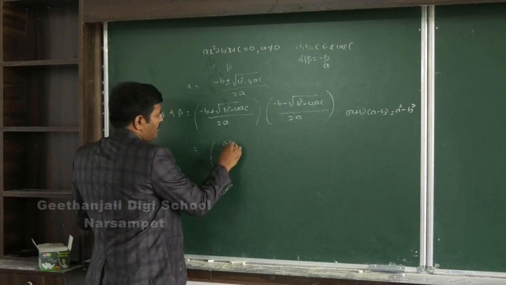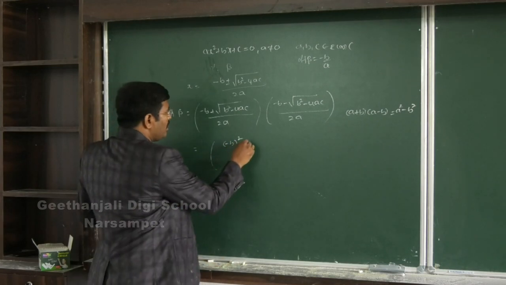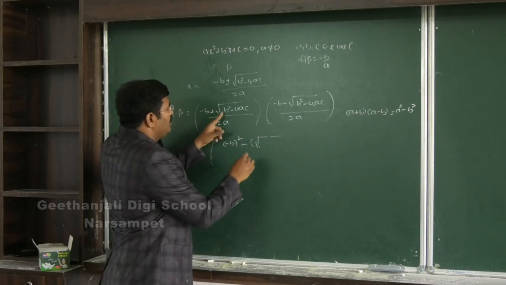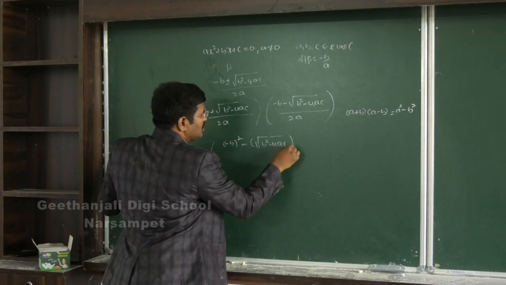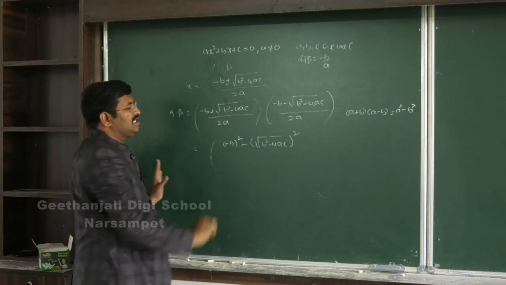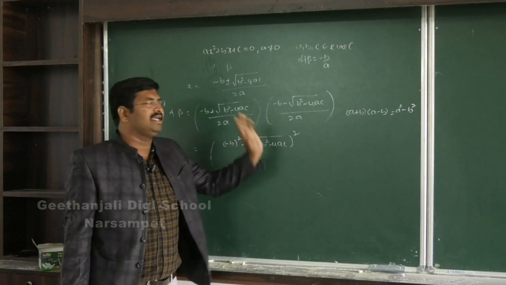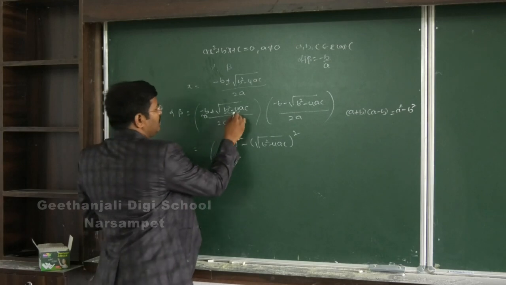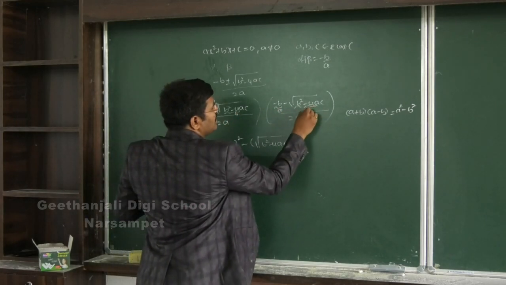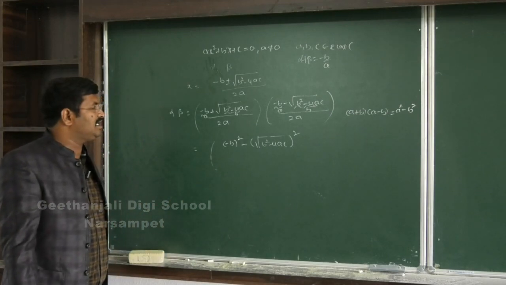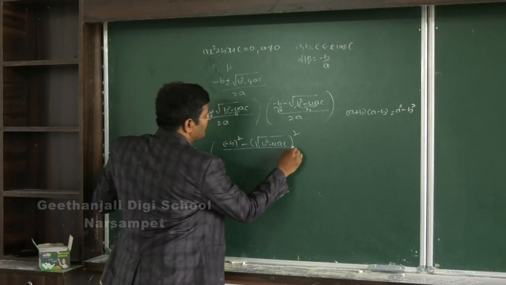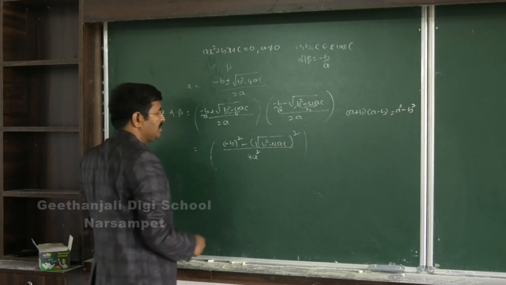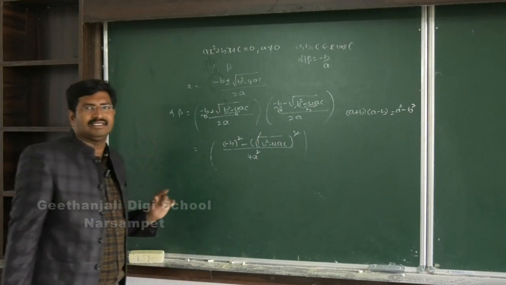That is equal to minus b whole square minus root of b square minus 4ac whole square. Here a is minus b and b is root of b square minus 4ac. In the denominator we have 2a into 2a, which gives 4a square. Then the square root and the square cancel.